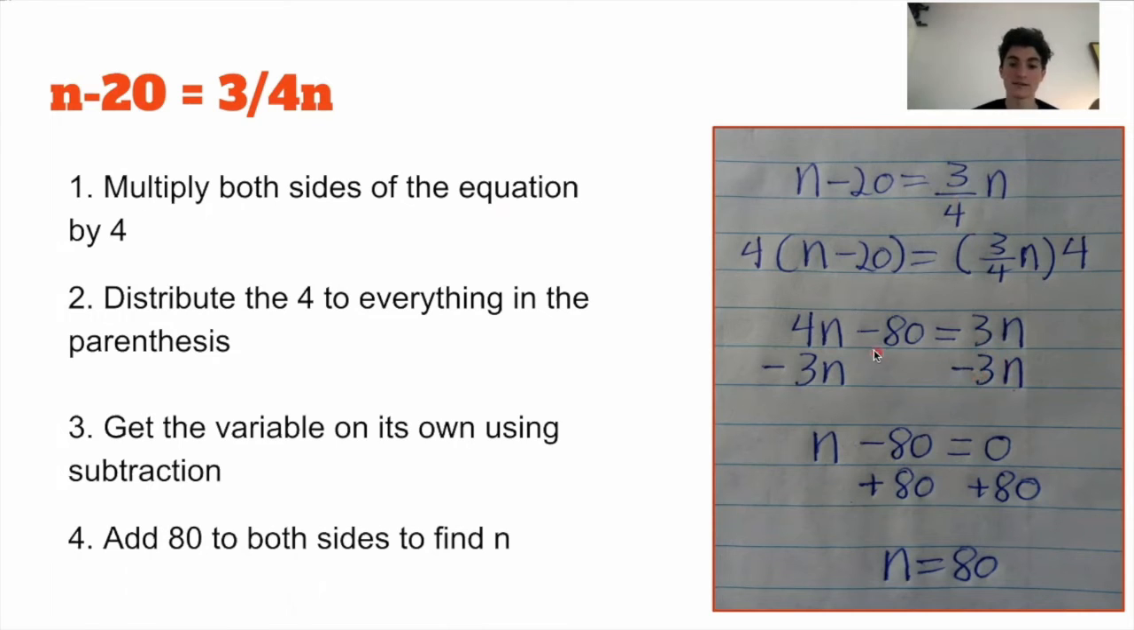While on the other side, we have to distribute first the 4 into the n minus 20, and we get 4n minus 80. Now what we have to do is try to get all the variables onto one side. So subtract 3n from the right side, and now we're left with n minus 80 equals 0. Isolate n, add 80 to both sides, and we get our solution. N is equal to 80.